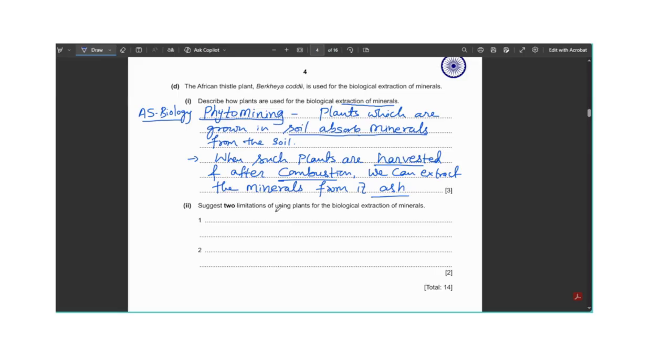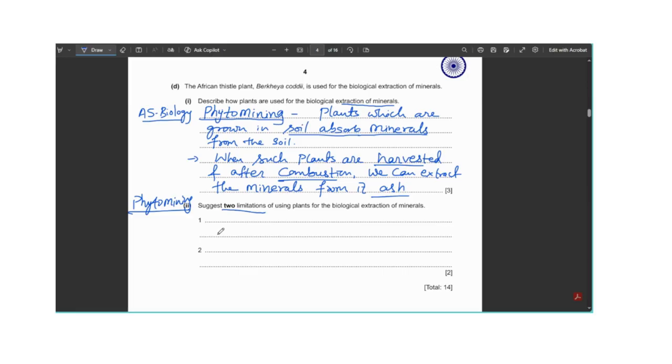Suggest two limitations of using plants for biological extraction of minerals. So what is the limitation of this phytomining? We know that we are extracting from the plant. So what do you think will happen? Harvesting, combustion, does it relate to something? Think of harvest in a broader way. We are doing deforestation for this, right? It takes a long time for the plant to grow, so we are going to do deforestation.